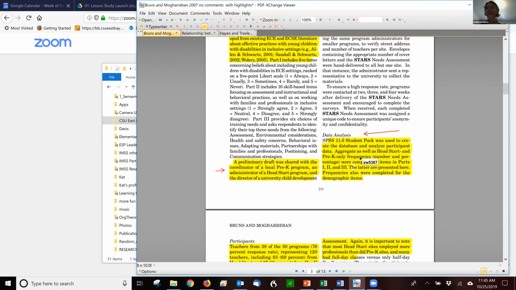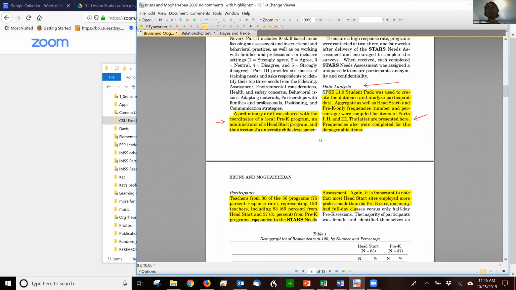They say, aggregate as well as Head Start and pre-K only frequencies were compiled for the items in parts 1, 2, and 3. Frequencies were also completed for the demographic items. So that's one piece of their analysis. Now, they also buried some analysis later on.